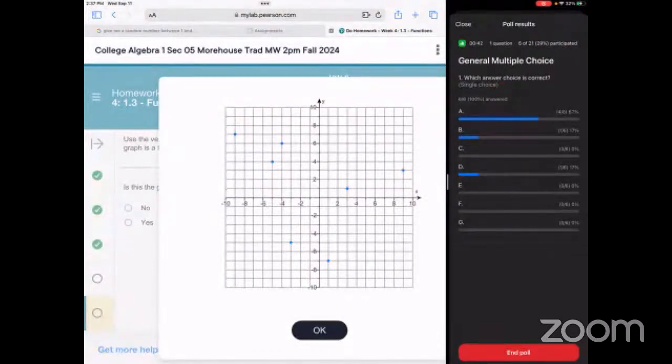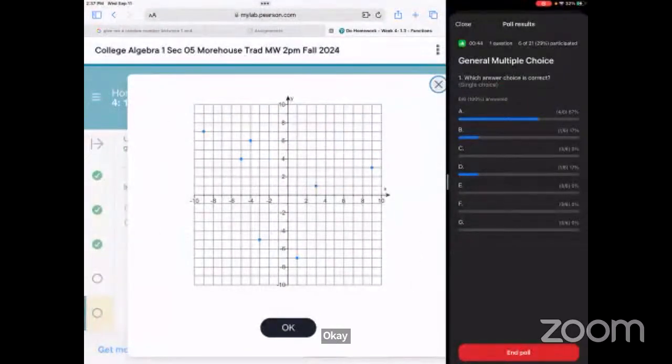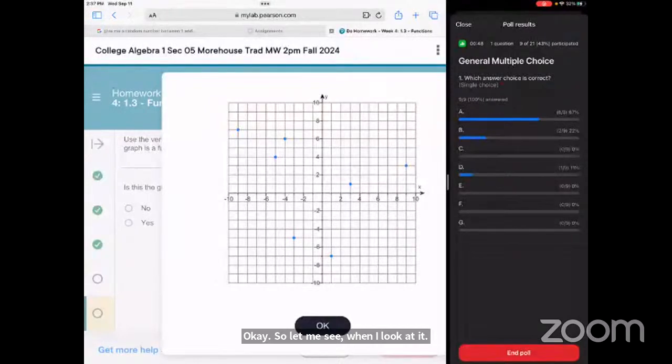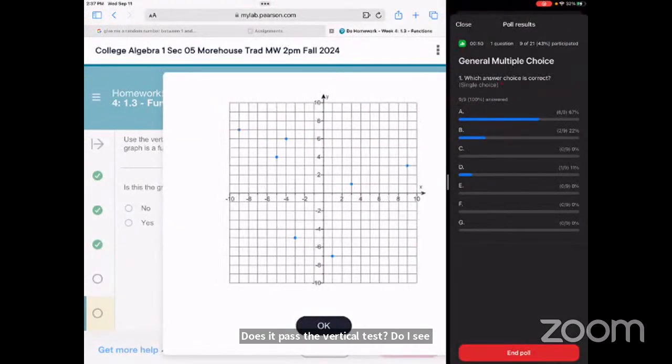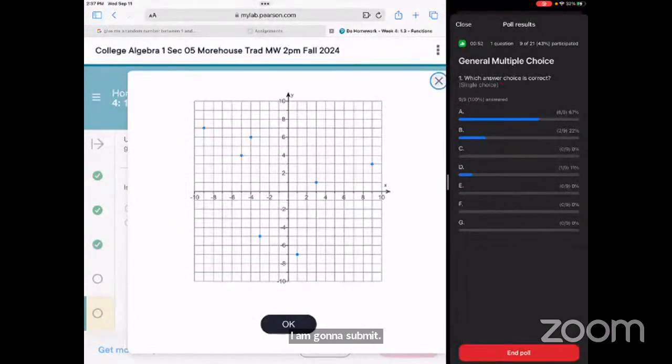So let me see. When I look at it, does it pass the vertical line test? Do I see any? Okay. I am going to submit this result in the poll.